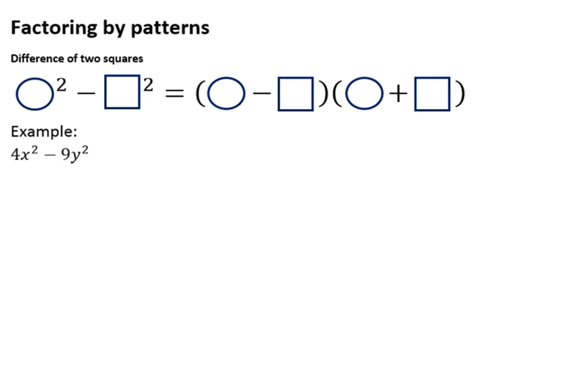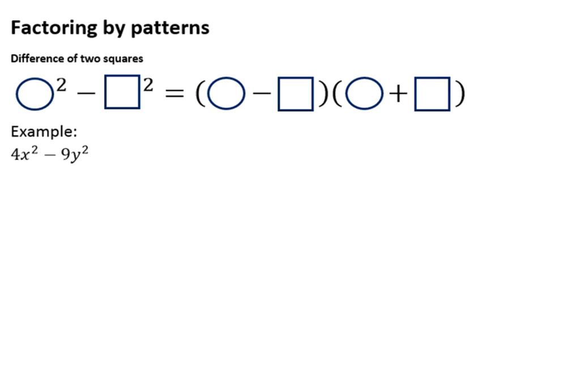Factoring by patterns. Now, for those of you that haven't actually paid attention to factoring, factoring means just going to separate something into two things that are separated by multiplication. The first pattern we're going to look at is the difference of two squares. Notice this is a difference, that means subtraction, and when I factor it, I end up with something with subtraction and then addition.